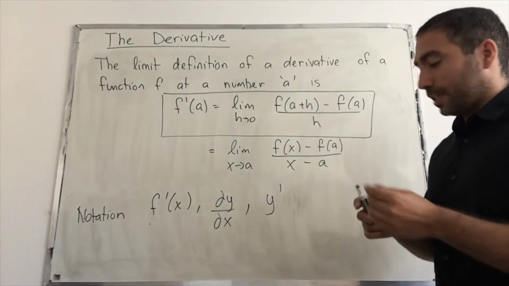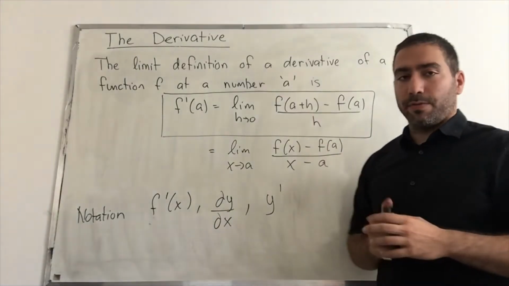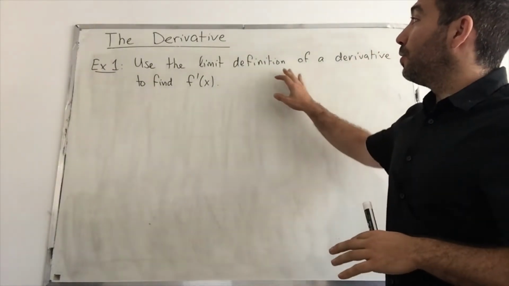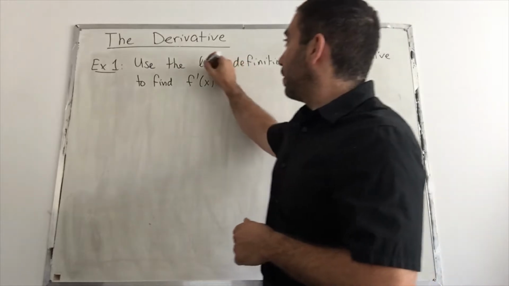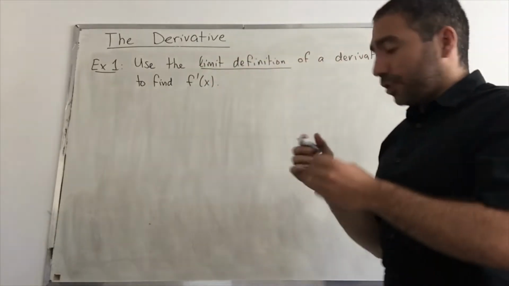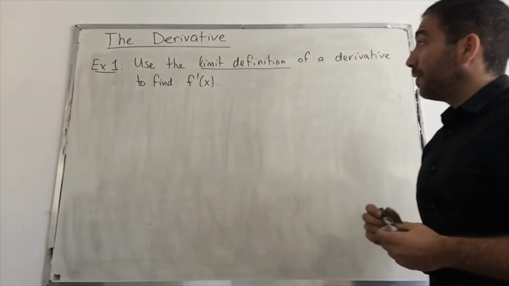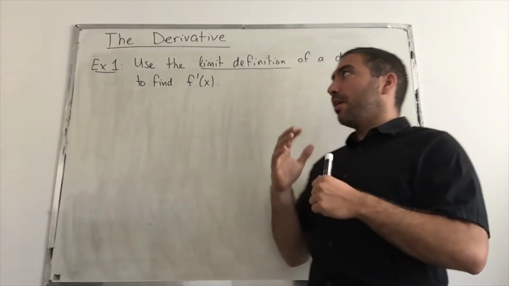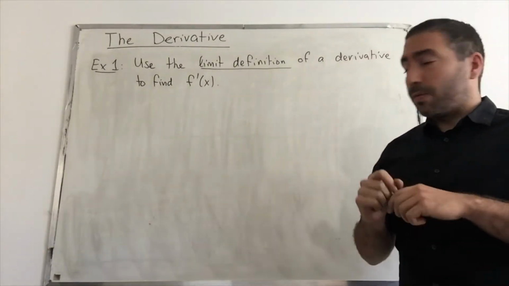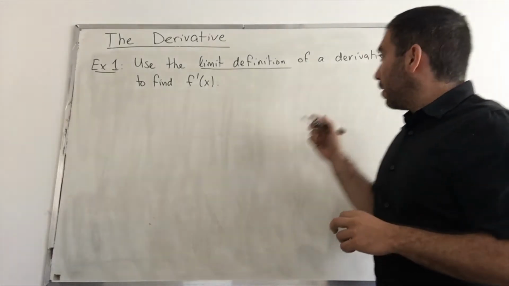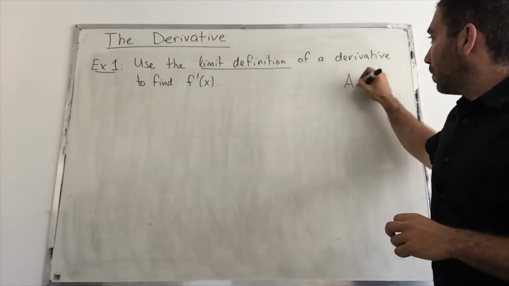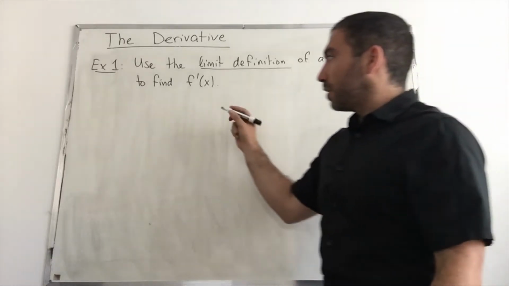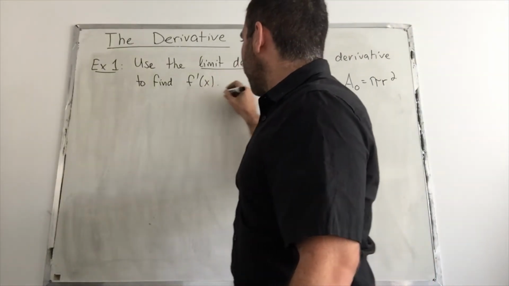Let's take a look at a couple of examples and how to apply this formula here. Okay, so in this example here, it asks us to use the limit definition. This is important. It's asking us to use the limit definition of a derivative to find f prime of x. So, do you remember the formula for the area of a circle? The area of a circle is pi r squared. Let's consider it a function equivalent. So let's call f of x. Let me do it here.